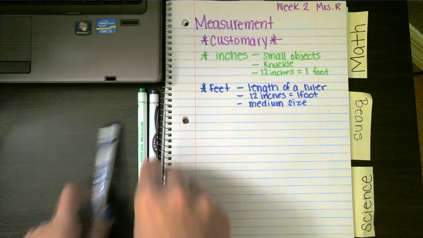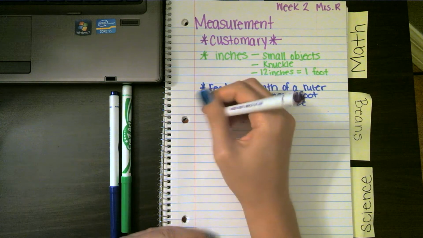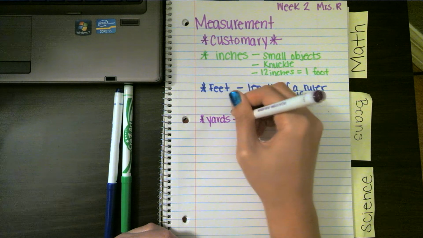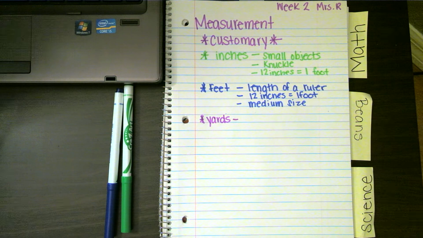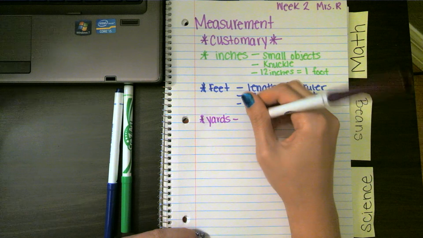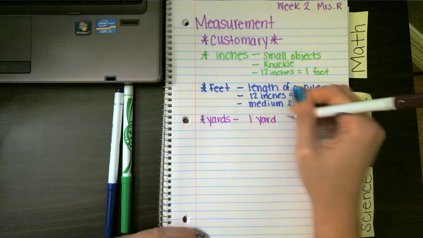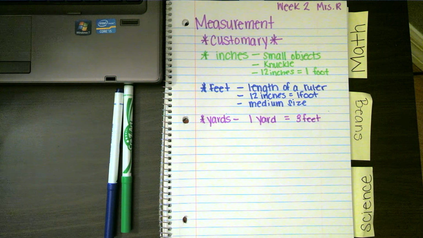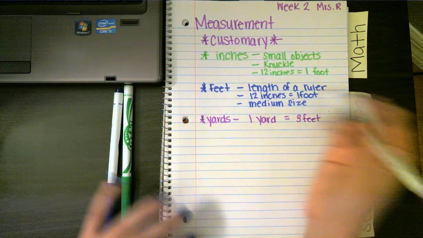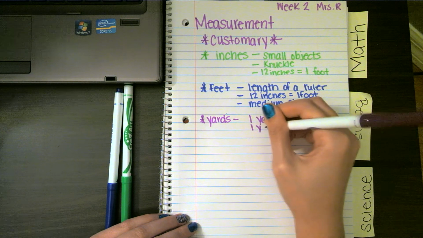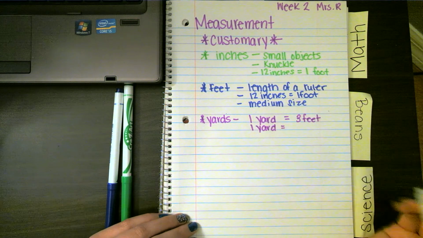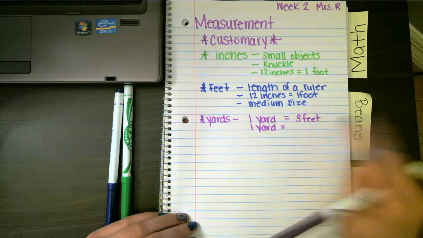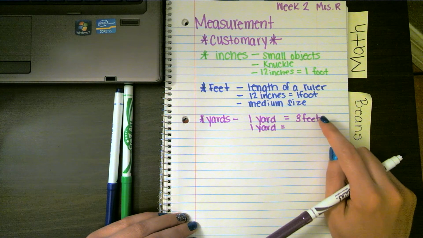Alright, and the last thing I'm going to use to measure are yards. Now, yards are made of 3 feet, so 1 yard equals 3 feet. Now, I'm going to give you a little math problem, and you can pause this and try to figure it out. If 1 yard equals 3 feet, how many inches equals 1 yard? Hint, hint, you have to do 12 plus 12 plus 12.